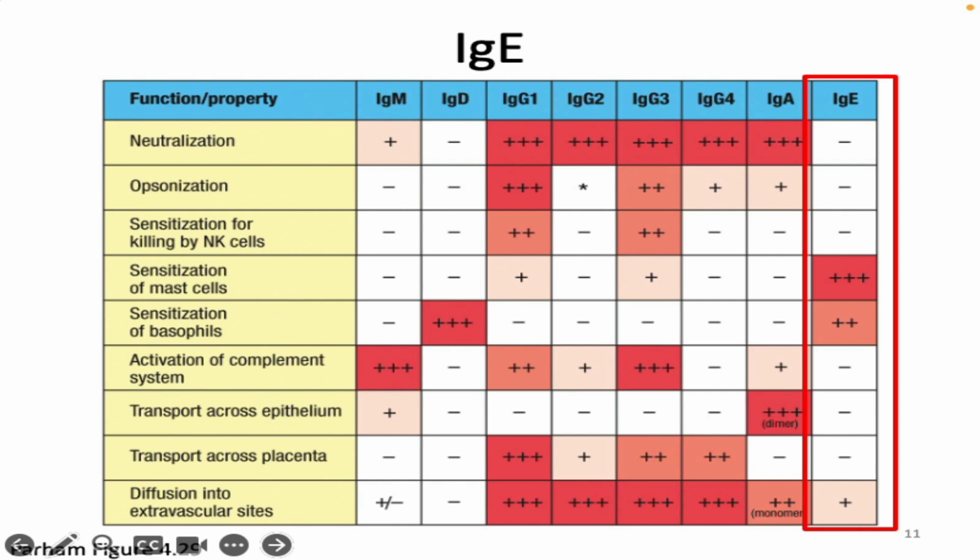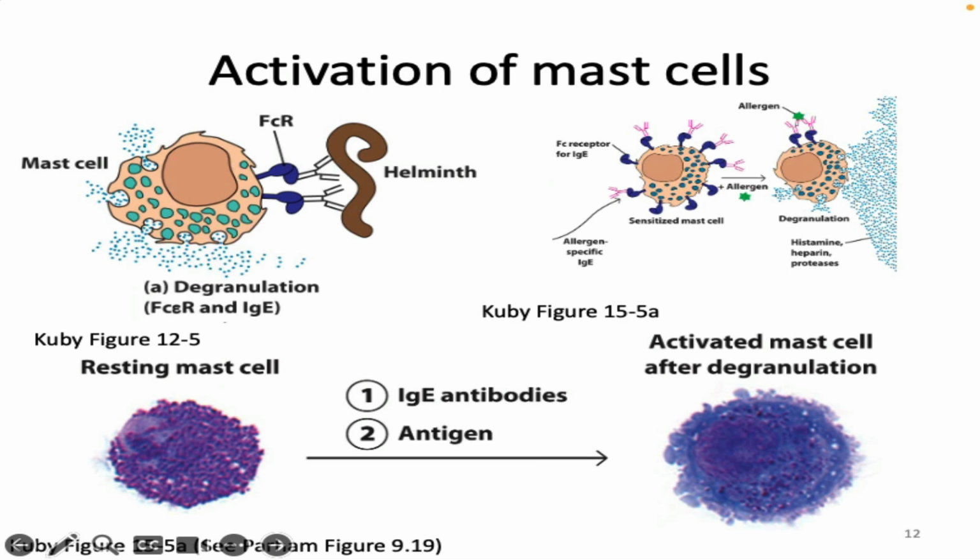When I told you about mast cell activation on Friday, I told you that mast cells had an Fc receptor on their surface, and that Fc receptor could bind to the Fc portion of antibodies. Well, it turns out it's not just any old Fc receptor. It is an Fc epsilon receptor, so it specifically binds IgE and not all the antibodies. And so when I think about IgE, I really think about activation of mast cells.